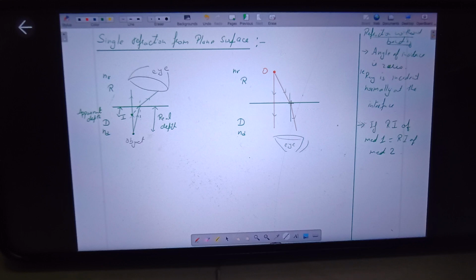And these rays reach the eye of the observer. The ray appears to start from this point, where the image of the object is found. This is the point where the image of the object is found.